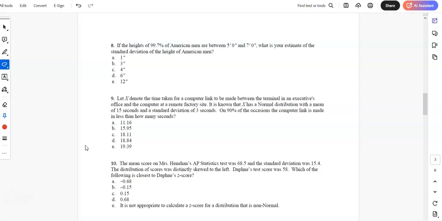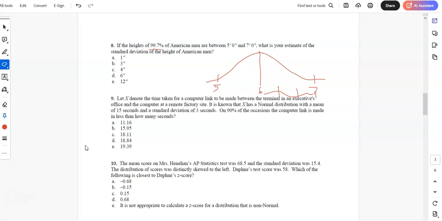The 99.7, that's an interesting choice. It's one of the numbers from the empirical rule. Between 5 and 7 feet, what is your estimate for the standard deviation of the height of American men? So how can I draw this? We've got 5 and 7 way out here, and the mean somewhere in between, probably a 6, by the way. So 99.7. So between here and there is 3 standard deviations.